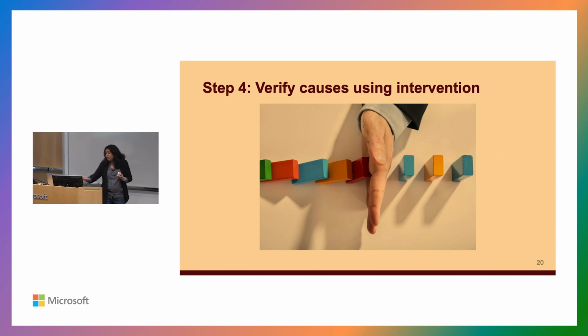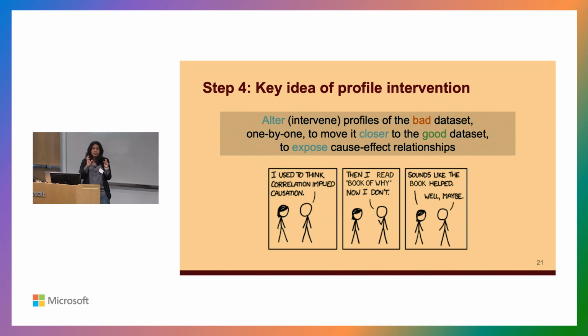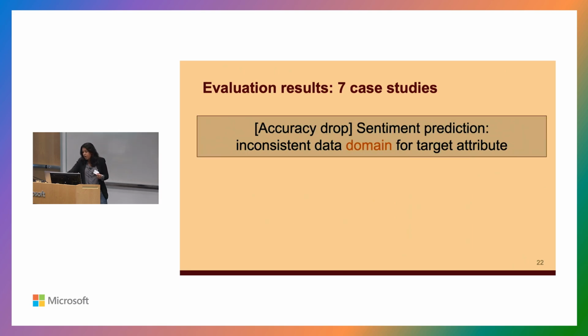So with each such candidate profile, we alter them. If there are too many outliers, we reduce the number of outliers. There are certain ways we do that. And if there's a correlation, we remove the correlation and see if the bad data set is slowly being moved closer to the good data set, and at what point the malfunction stops. When that happens, we know, okay, these are the causally verified causes of system malfunction. So that's the high level idea.